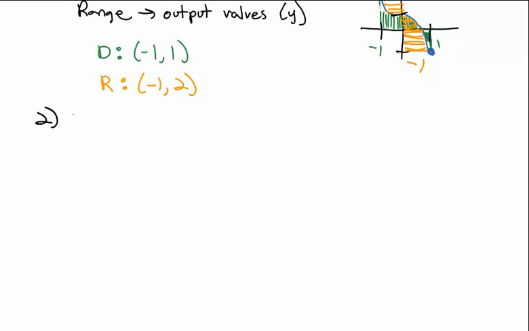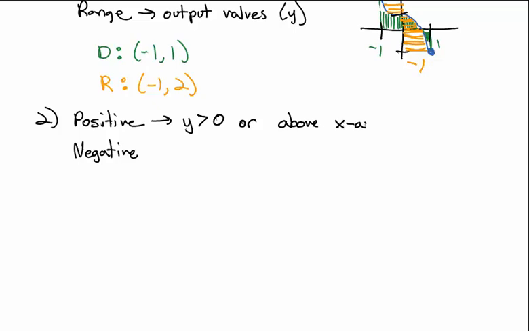The second is we need to know the difference between when the graph is positive and when the graph is negative. Positive is when the output value or the y value is greater than 0, not equal to. Should just be greater than 0, or visually when we are above the x-axis. Negative then is just the opposite, when the output or y value is less than 0, or when we are below the x-axis.